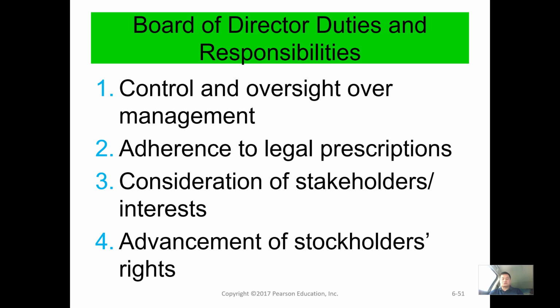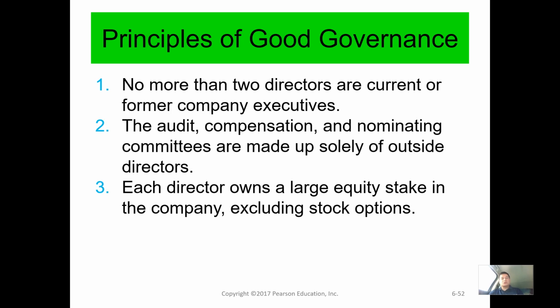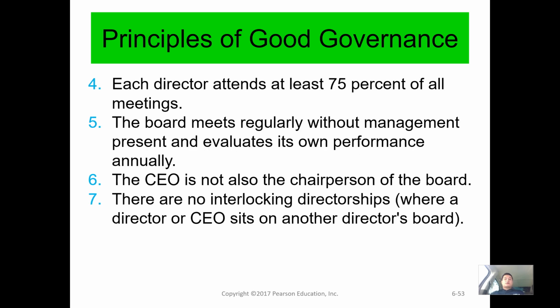advancement of stakeholders' rights. And the principles of good governance: no more than two directors are current or former company executives. The audit, compensation, and nomination committees are made up solely of outside directors. Each director owns a large equity stake in the company, excluding stock options, and each director attends at least 75% of all meetings. The board meets regularly without management presence and evaluates its own performance annually. The CEO is not also the chairperson of the board. There are no interlocking directorships where a CEO sits on another director's board.